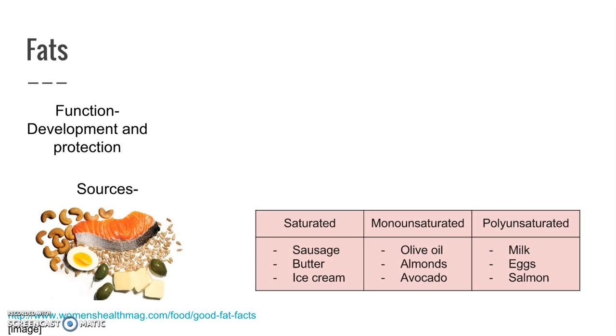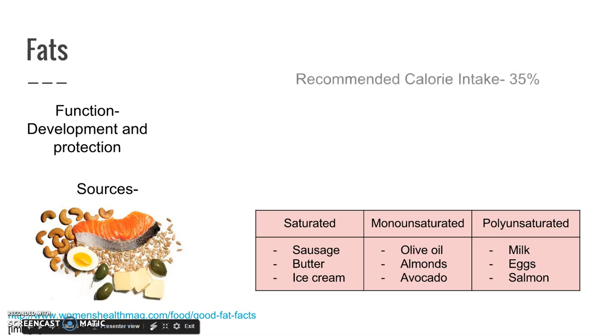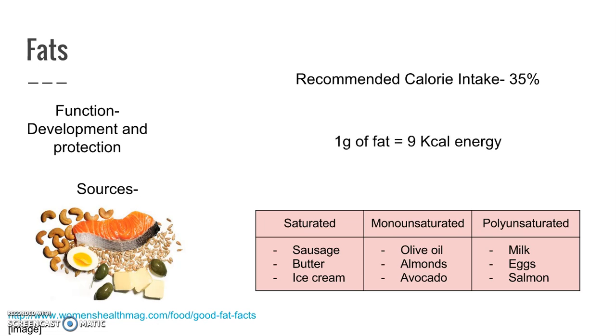The 3 types of fat are saturated, monounsaturated, and polyunsaturated. Saturated fat can also be known as bad fat, and these are sausage, butter, or ice cream. Monounsaturated and polyunsaturated are good fats, and they are olive oil, almonds, avocado, milks, eggs, and salmon. 35% of the daily calorie intake should come from fats, and 1 gram of fat equals 9 calories of energy.